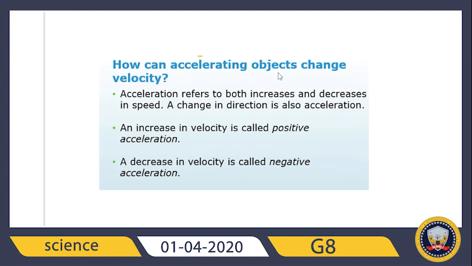So how can accelerating objects change velocity? As we said, acceleration refers to both increase and decrease in speed. A change in direction is also acceleration. So an increase in velocity is called what? Positive acceleration, while a decrease in velocity is called negative acceleration. So actually both of them are acceleration. For increasing velocity, we call it positive acceleration, but if velocity is decreasing, then the acceleration will be negative acceleration.